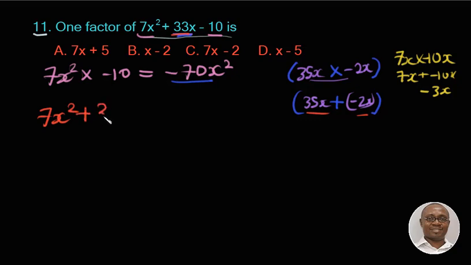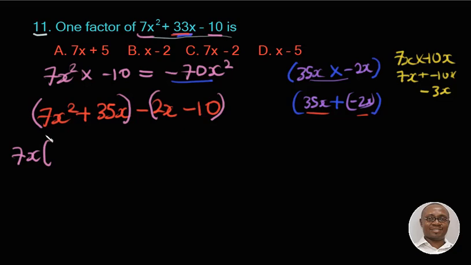So we have plus 35x minus 2x minus 10. Okay, so to solve for this, we have to factorize by grouping. We look for the common term in the first bracket, and this seems to be 7x, and with this we'll divide the content in the bracket by 7x. So 7x in 7x² will have x left. 7x in 35x will have just 5.